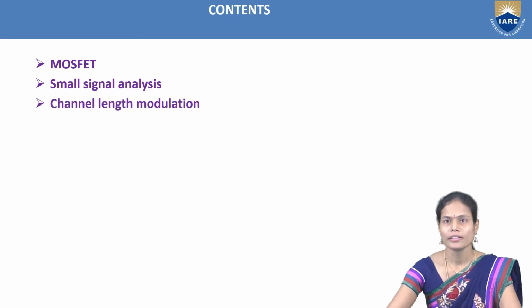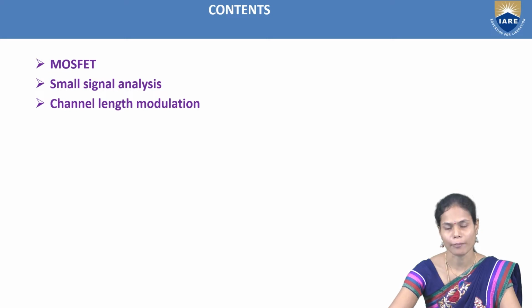In the small signal analysis, we will get the parameter lambda. That parameter lambda occurs due to the channel length modulation. So that's why we are also going to discuss channel length modulation.